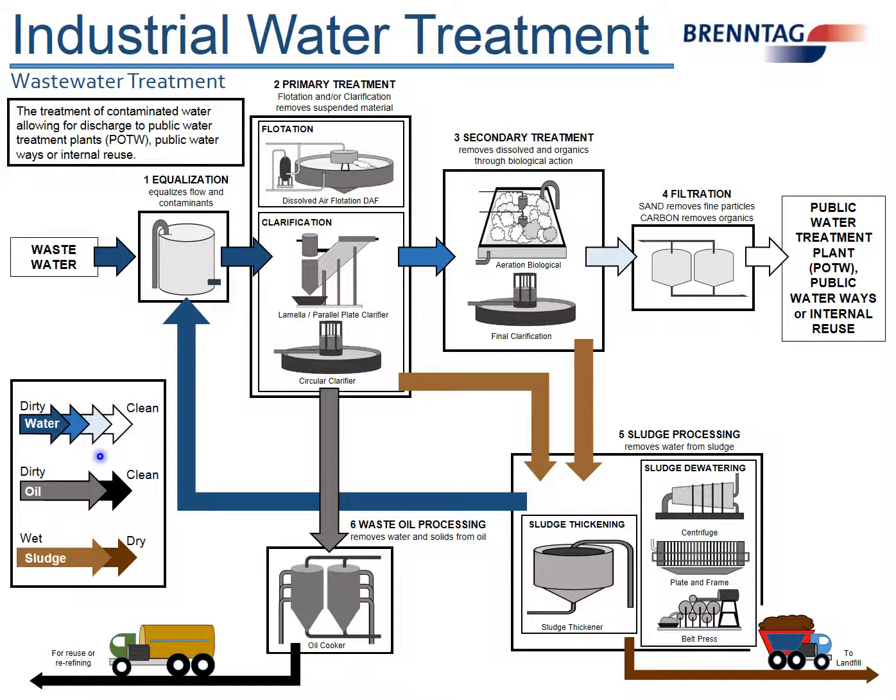This chart here shows how the water progresses through a wastewater treatment plant from dirty water to clean water, oil from dirty oil to clean oil, and sludge from wet sludge to dry sludge.